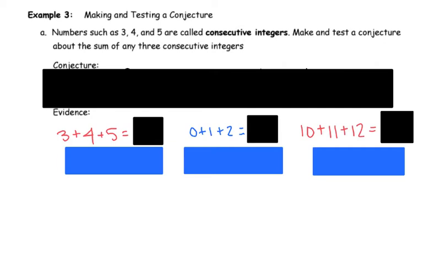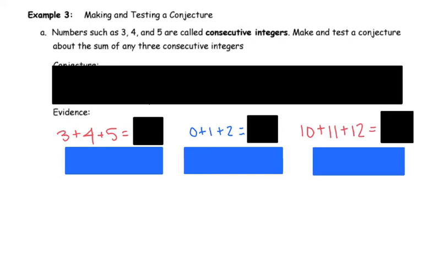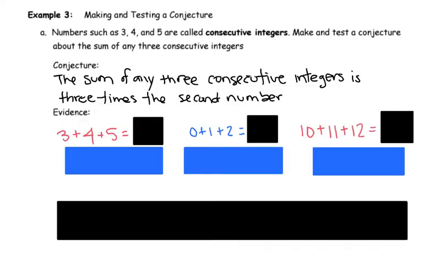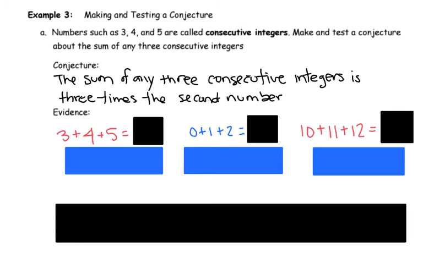Making and testing a conjecture now. So we're still talking about inductive reasoning here. Numbers such as 3, 4, and 5 are called consecutive integers, consecutive because they follow one another. So make and test a conjecture about the sum of any 3 consecutive integers. My conjecture here, I'm going to say that the sum of any 3 consecutive integers is 3 times the second number.